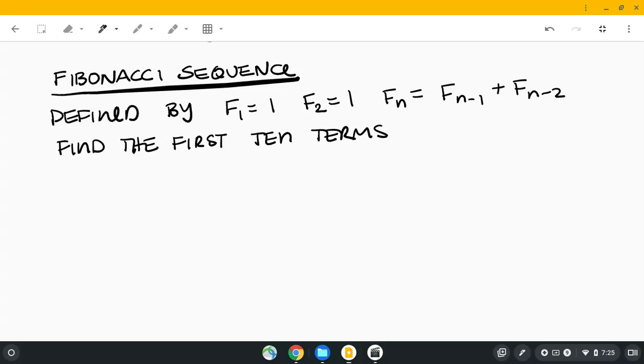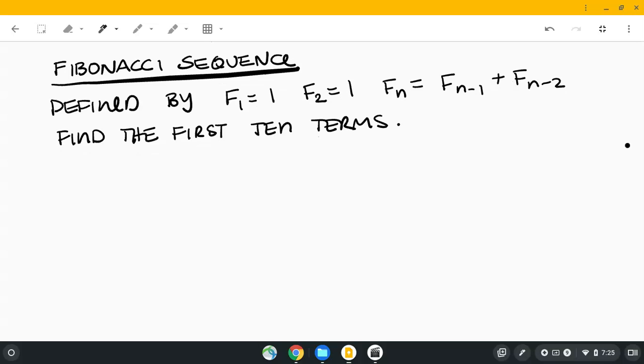I'll probably post a YouTube video about the Fibonacci numbers. Okay. Just so you can see why it's so famous.